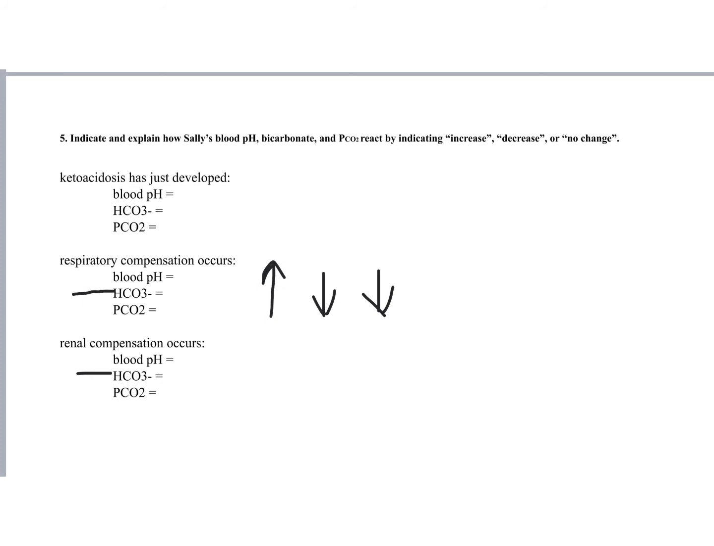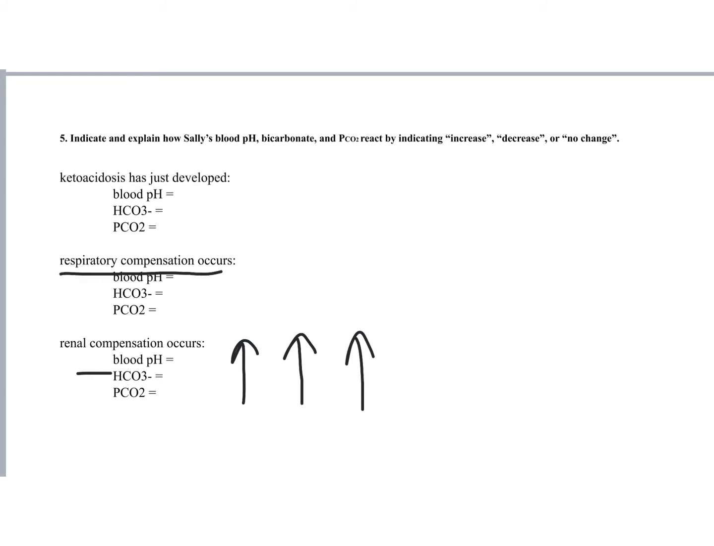So now let's look at what happens with renal compensation. After a while, it starts to occur. With renal compensation, blood pH is going to increase. Now with renal compensation, we are reabsorbing bicarbonate from the filtrate, so that is also going to increase. And then the carbon dioxide levels, since renal compensation is occurring, respiration returns to normal. So your carbon dioxide levels are going to increase. Why are they going to increase? Because up here with respiratory compensation, carbon dioxide levels decreased. But once the kidneys take over and start to compensate, then your carbon dioxide levels will go back up, so it also increases.